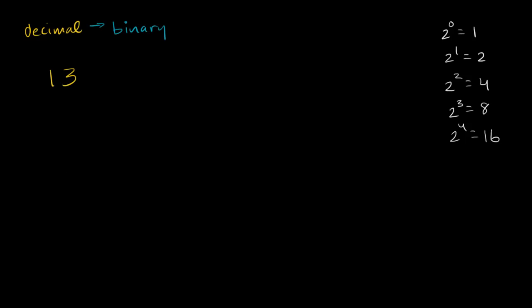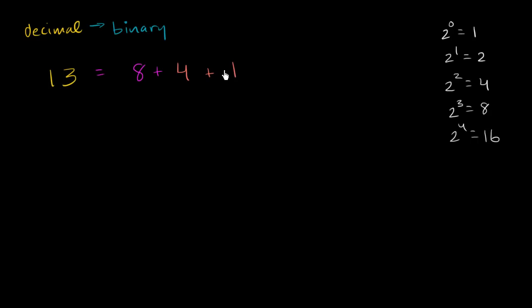So what's the largest power of 2 that is less than or equal to 13? Well, 16 is too large, so it would be 8. So I could rewrite 13 as 8 plus 5. Now, 5 is not a power of 2, so I have to keep deconstructing that. What's the largest power of 2 that is less than or equal to 5? We see it right over here. It's 4. So let me rewrite that. It's 8 plus, instead of writing 5, I'll write 4 plus 1.